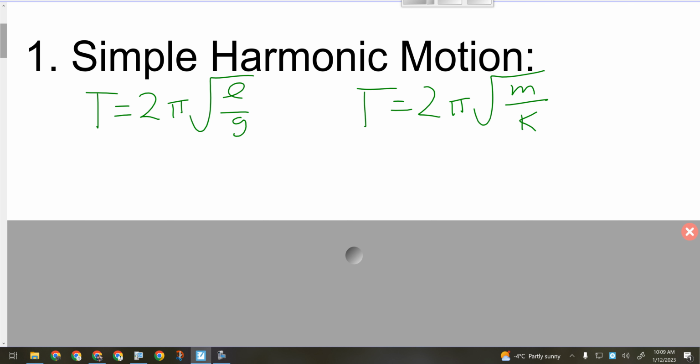Remember that if something is going to oscillate back and forth with simple harmonic motion, it does that because of a special kind of force called the restoring force. Now, just having a restoring force does not guarantee that simple harmonic motion is going to occur. That restoring force has to vary linearly with displacement from equilibrium.